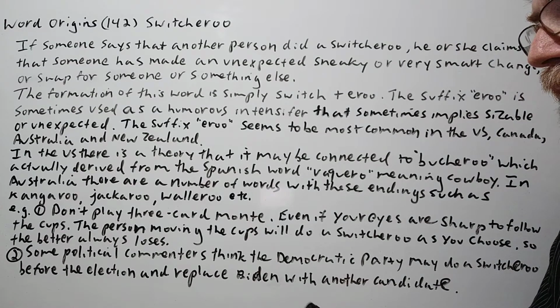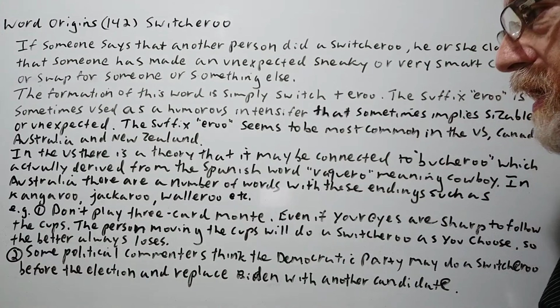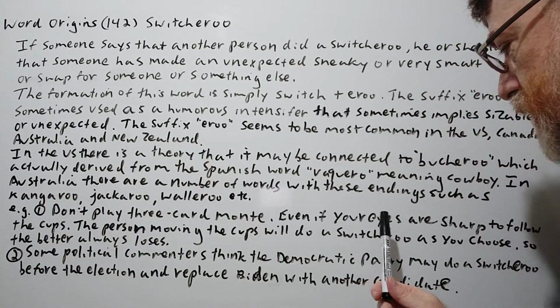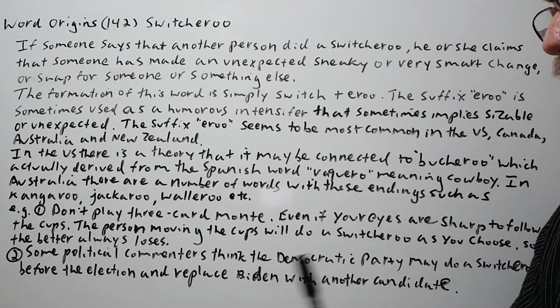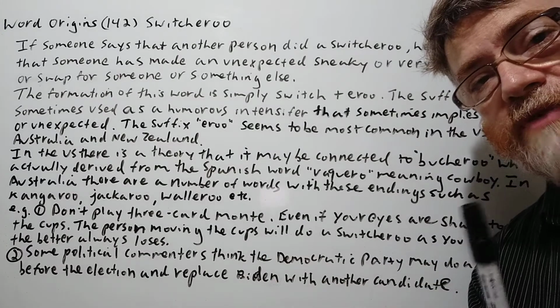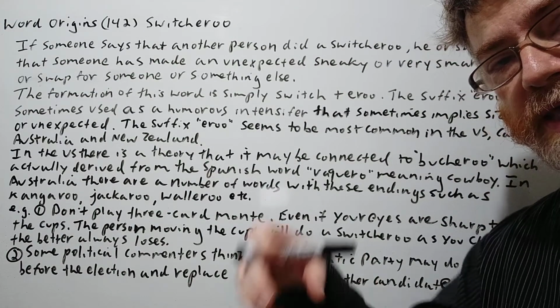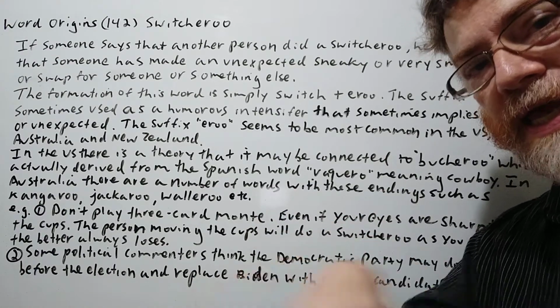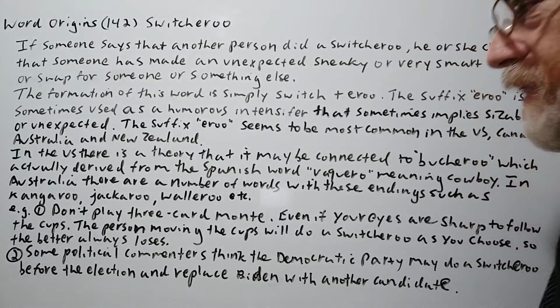All right, and let's take a look at some examples here. Don't play three-card Monty if your eyes are not sharp enough to follow the cups. Now, remember in another video I talked about a card. Sometimes it's cards, sometimes it's a cup that usually hides the little ball or a little bead thing. And again, they move them around quick, and you're supposed to bet and guess which one it's under.